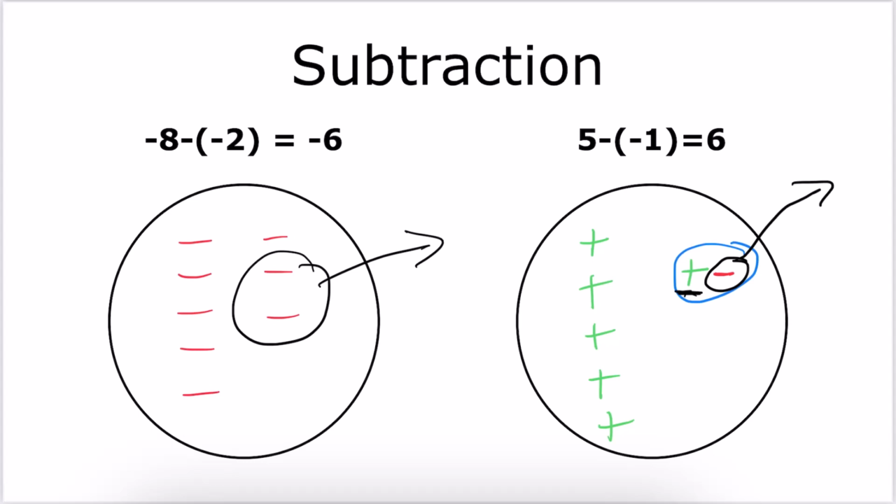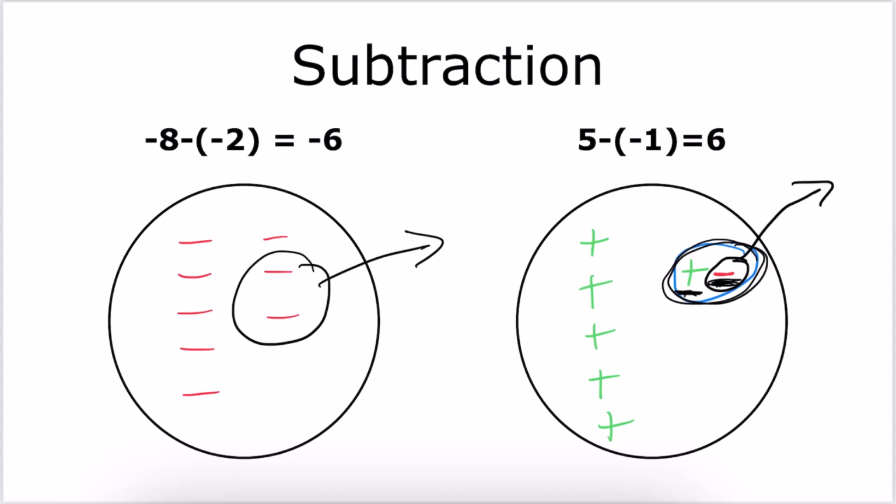And this type of model is really helpful for helping students understand why subtracting a negative is the same thing as adding a positive. Because in order to subtract this negative, I had to include a pair of zeros. But when I take away that negative, I'm left with an extra positive that wasn't there in the first place. And so that can be a helpful model for helping students understand that concept.